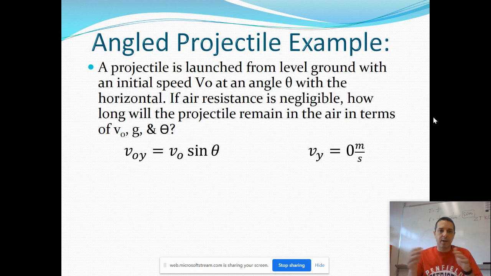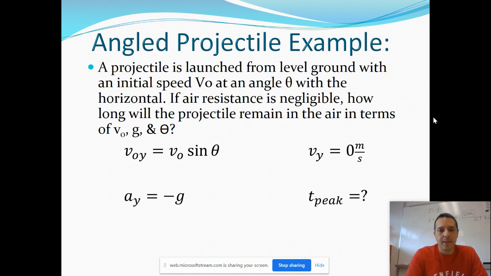And we're going to use our end time to be our vertical velocity at the peak, which we know is going to be 0 meters per second. So we're going to work with and try to find the time it takes to get to the peak, and then we'll double that time. Our acceleration vertically is going to be g, and we're going to find time to the peak, because once we find time to the peak, again, we'll just double that time, and we'll have our problem solved.